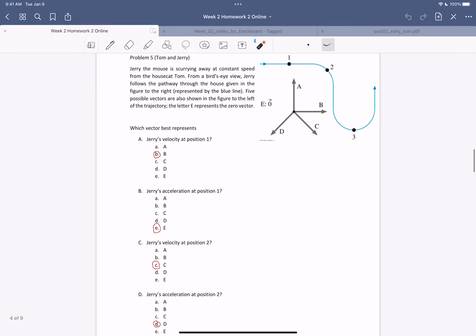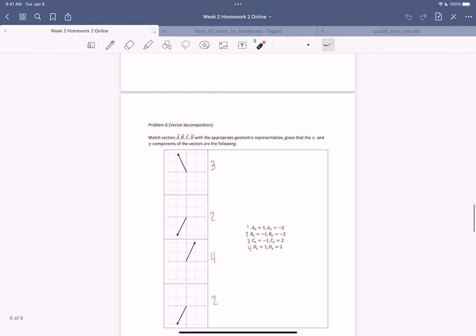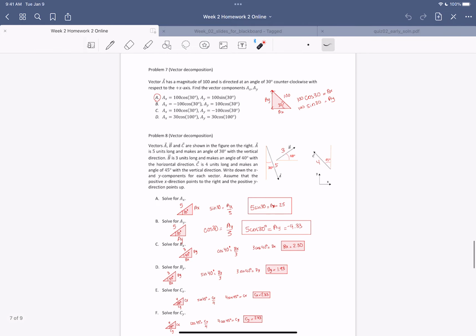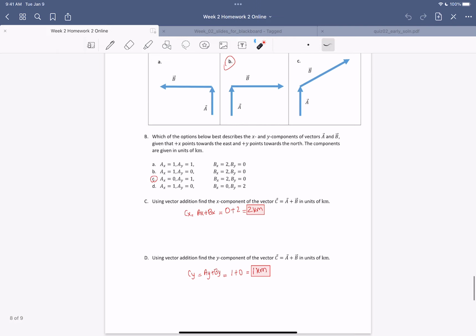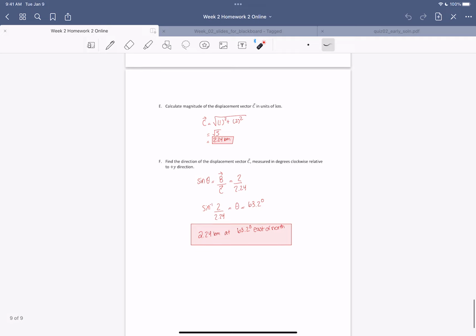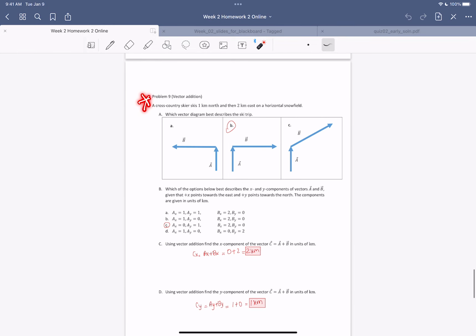Now, with the online homework stuff, they have a bunch of repeats. Problem 8 is really good for practicing your trig. So if you have a lot of problems with trig, I would go over problem 8 again. Problem 9 is simple, but very, very similar to it.